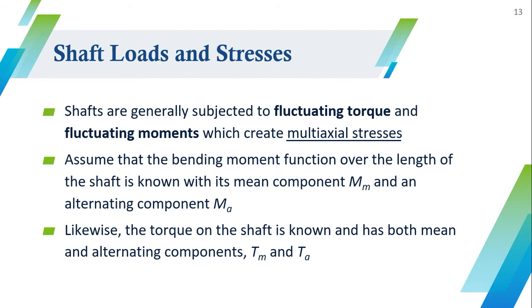So for the bending moment, we have the mean and alternating components of the bending moment while we are calculating the bending stresses, and while we are calculating the shear stresses, we have the torques, which again have both mean and alternating components, Tm and Ta. So this is the notation that we are going to follow.